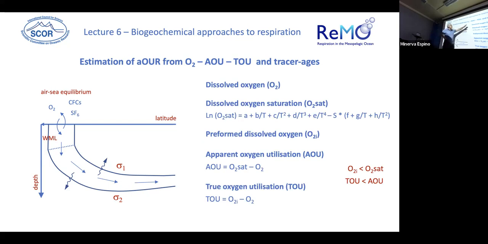So, dissolved oxygen, no problem with this. We have seen this today several times. Dissolved oxygen saturation, we also have talked about that. It is just the oxygen in equilibrium with the atmosphere at a given temperature and salinity. And in fact, we can calculate it directly with this equation, which is a combination of temperature and salinity. So with salinity and temperature we calculate the oxygen saturation, and this is the oxygen in equilibrium with the atmosphere.